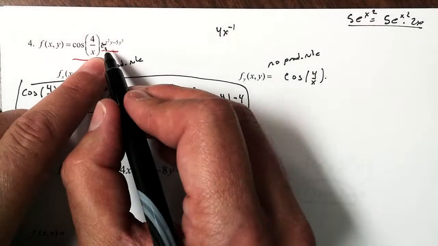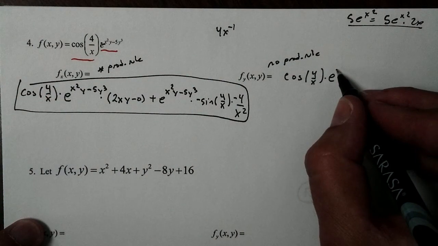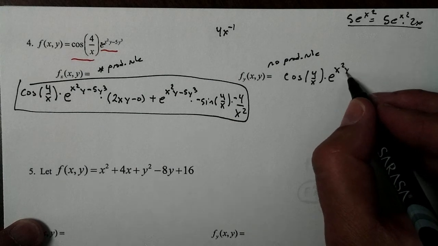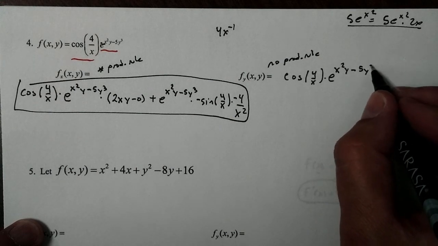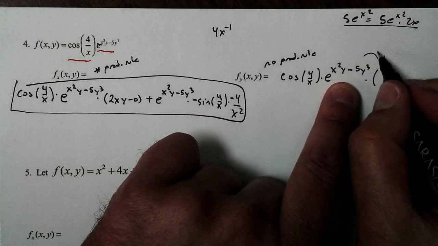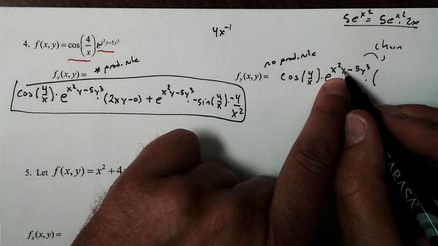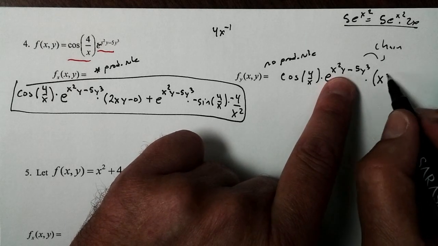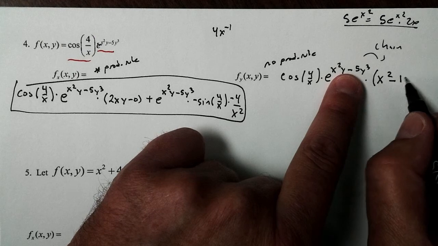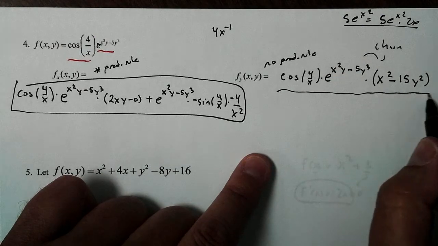But now when we take the derivative of our e function, the derivative of e is always itself, e to the x squared y minus 5y cubed, times the derivative of the inside. Now we got our chain rule part here. We do have a chain rule. So the derivative with respect to y just becomes x squared minus 15y squared. And there is our derivative.